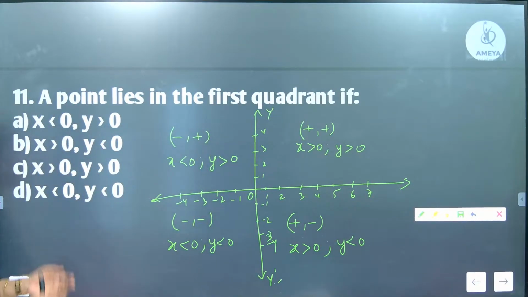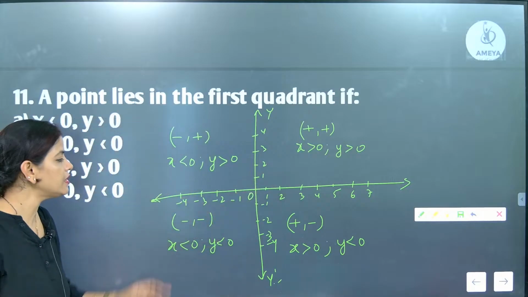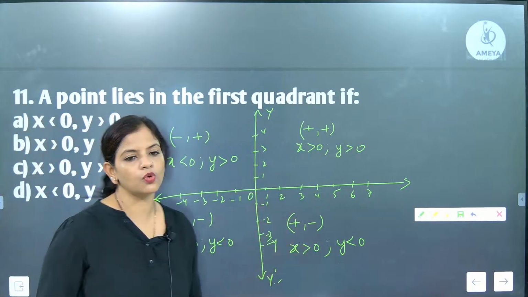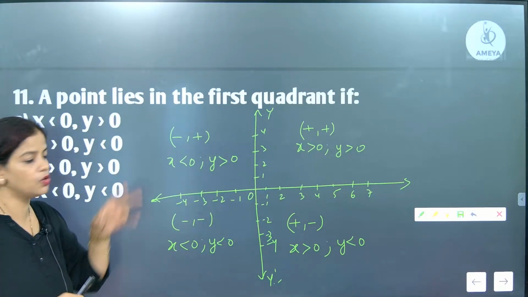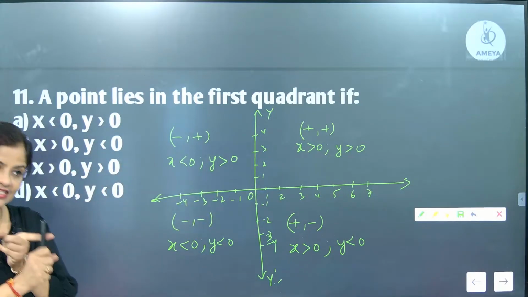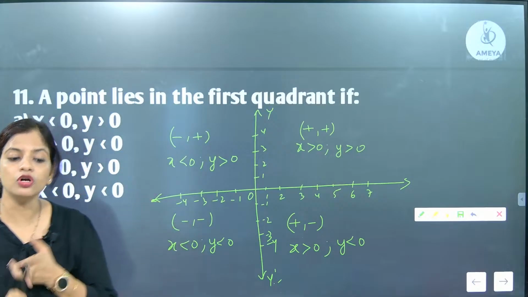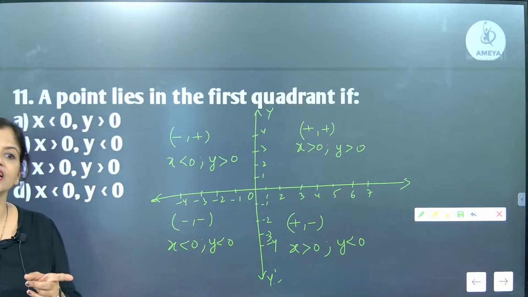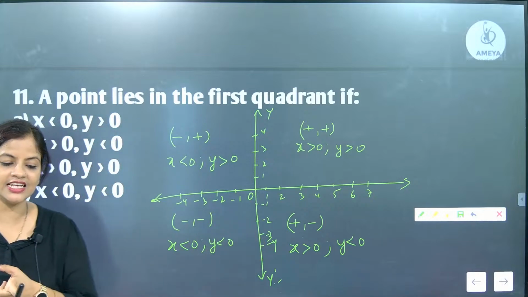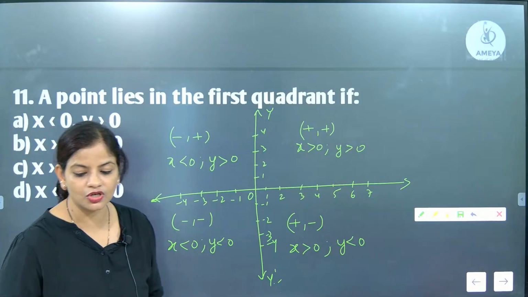Now come on, at one time we have seen this: first quadrant, second quadrant, third quadrant and fourth quadrant. First quadrant: x greater than 0 and y greater than 0. Second quadrant: x less than 0, y greater than 0. Third quadrant: both x and y less than 0. Fourth quadrant: x greater than 0, y less than 0. I hope my children understood this one.